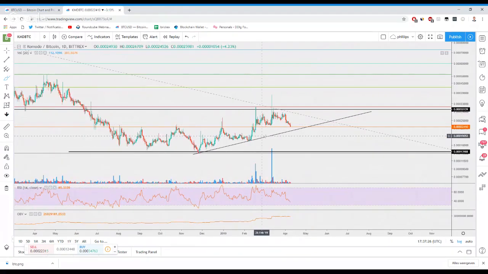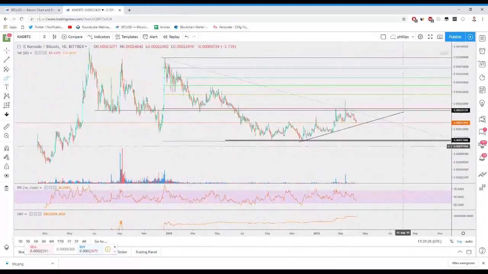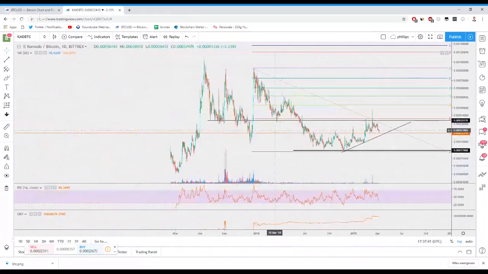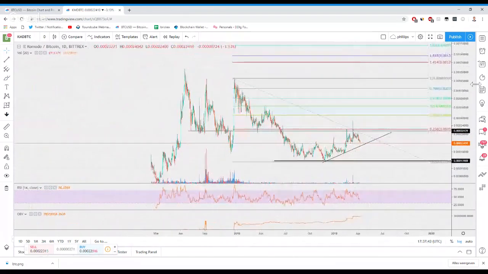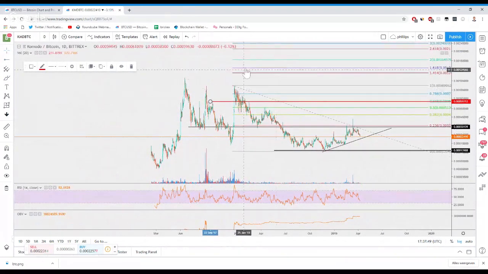And if it bursts through, I wouldn't recommend being in KMD right now. So that's pretty much my vision here. Really, I don't think it's worth taking a look at until this first Fibonacci level gets taken out. If that happens, however, we can start looking at higher levels, which include the 618 sitting at 60,000 satoshis.